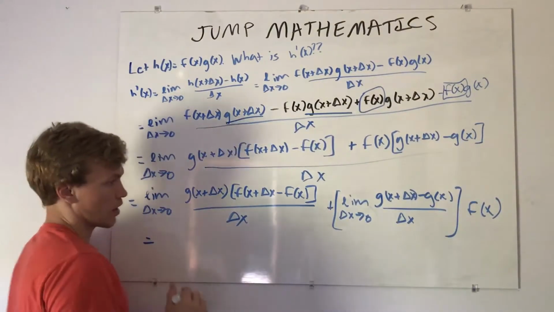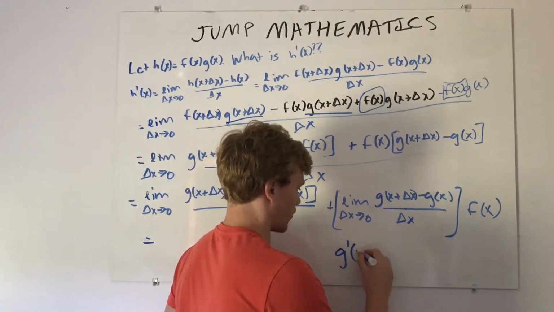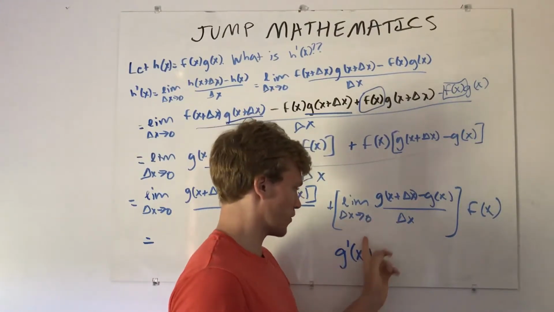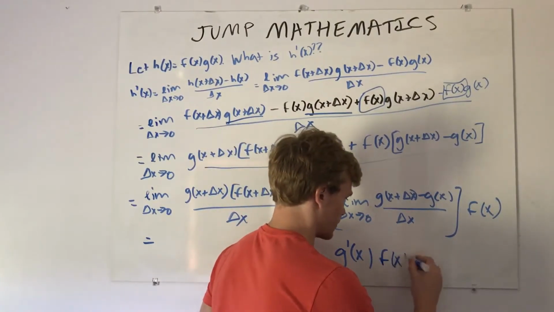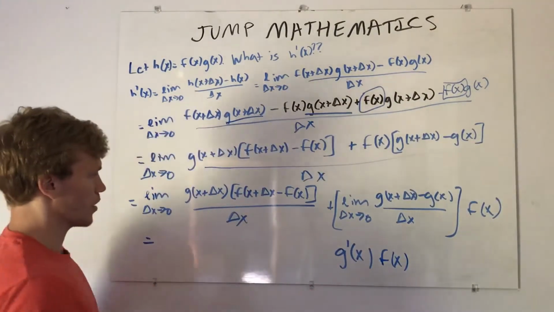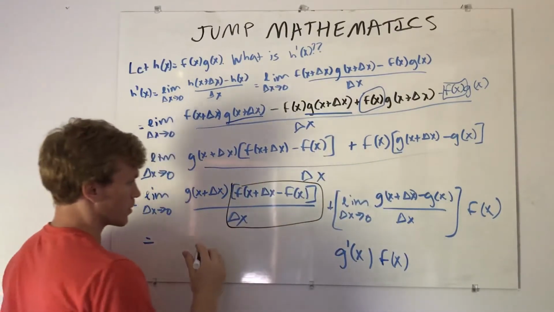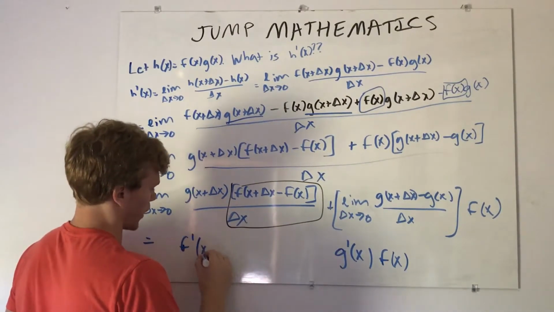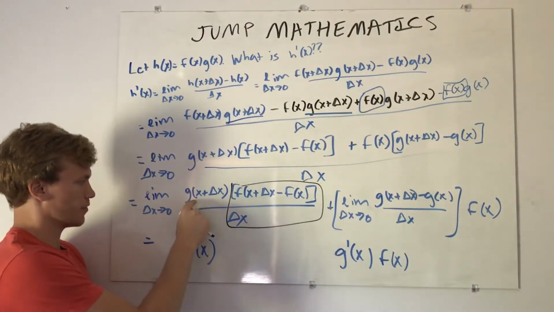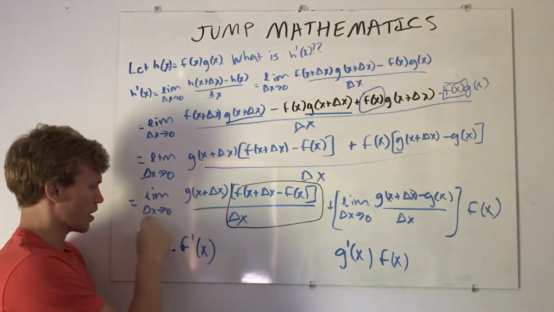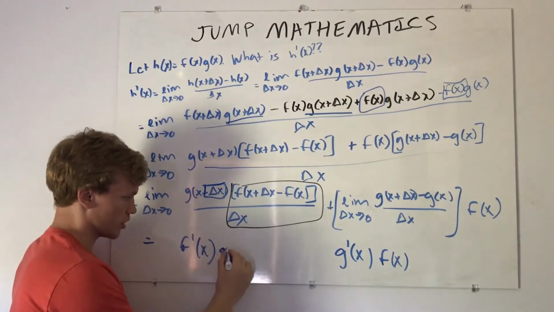So this right here, of course, is g prime of x. That's the definition of the derivative of g, which is g prime times f of x. Then right here, this part in the black box is f prime of x times, this is the only interesting thing that's left. We have g of x plus delta x. As delta x goes to 0, this part right here goes to 0, and we're just left with g of x.